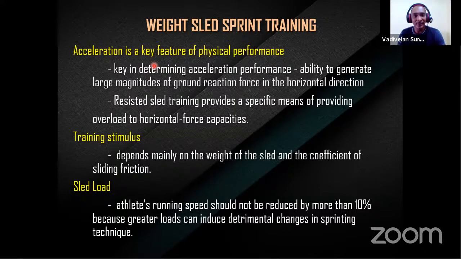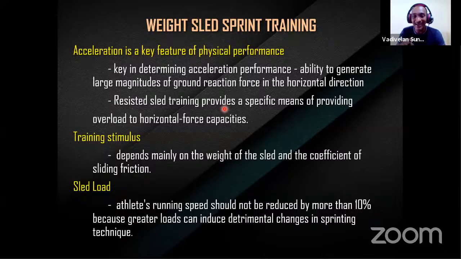The key in determining the acceleration force is the ability to generate a larger magnitude of ground reaction force. As we have seen, what is the key to increase your acceleration? The ability to generate a larger magnitude of ground reaction forces, in the horizontal direction. Acceleration is always about the horizontal direction. Resisted sled training provides a specific means of providing overload in the horizontal direction. Actually, I have a video. Once you see the video, you will know how it gives resistance in the horizontal direction.